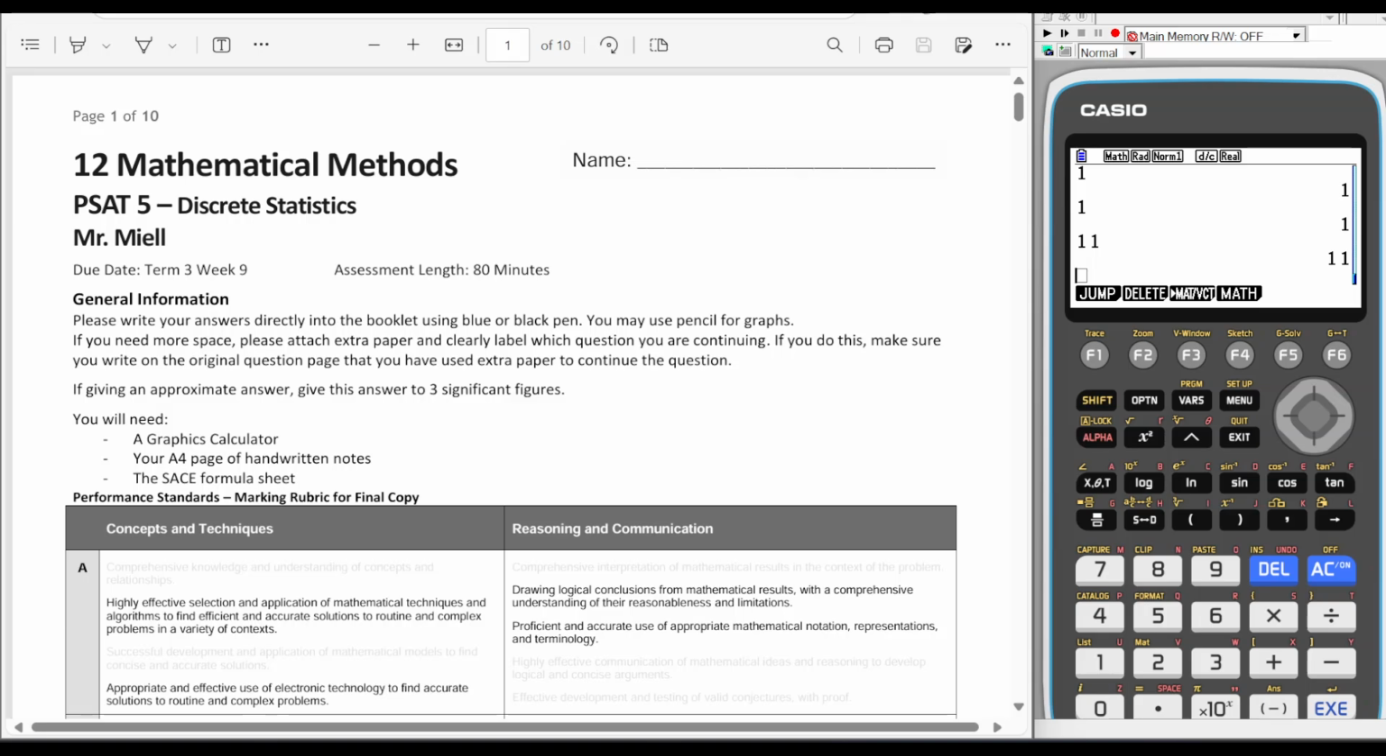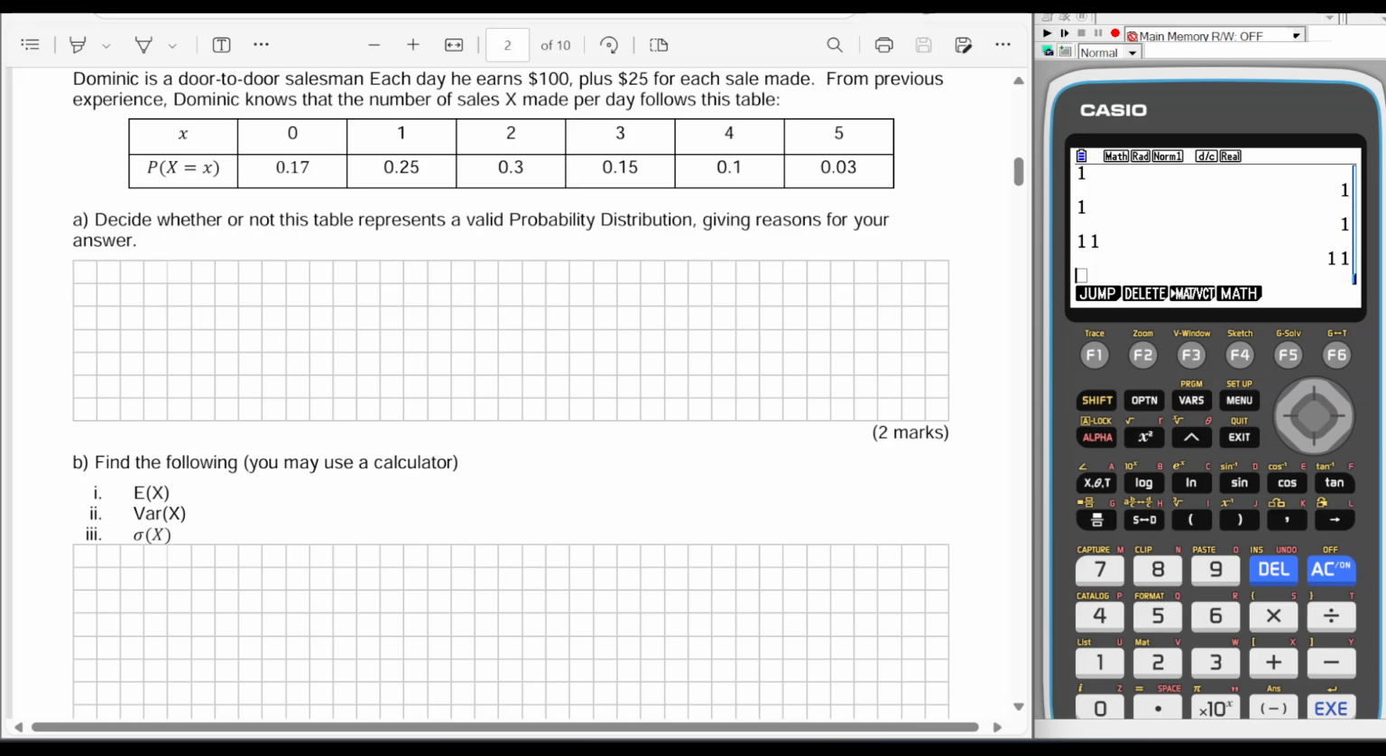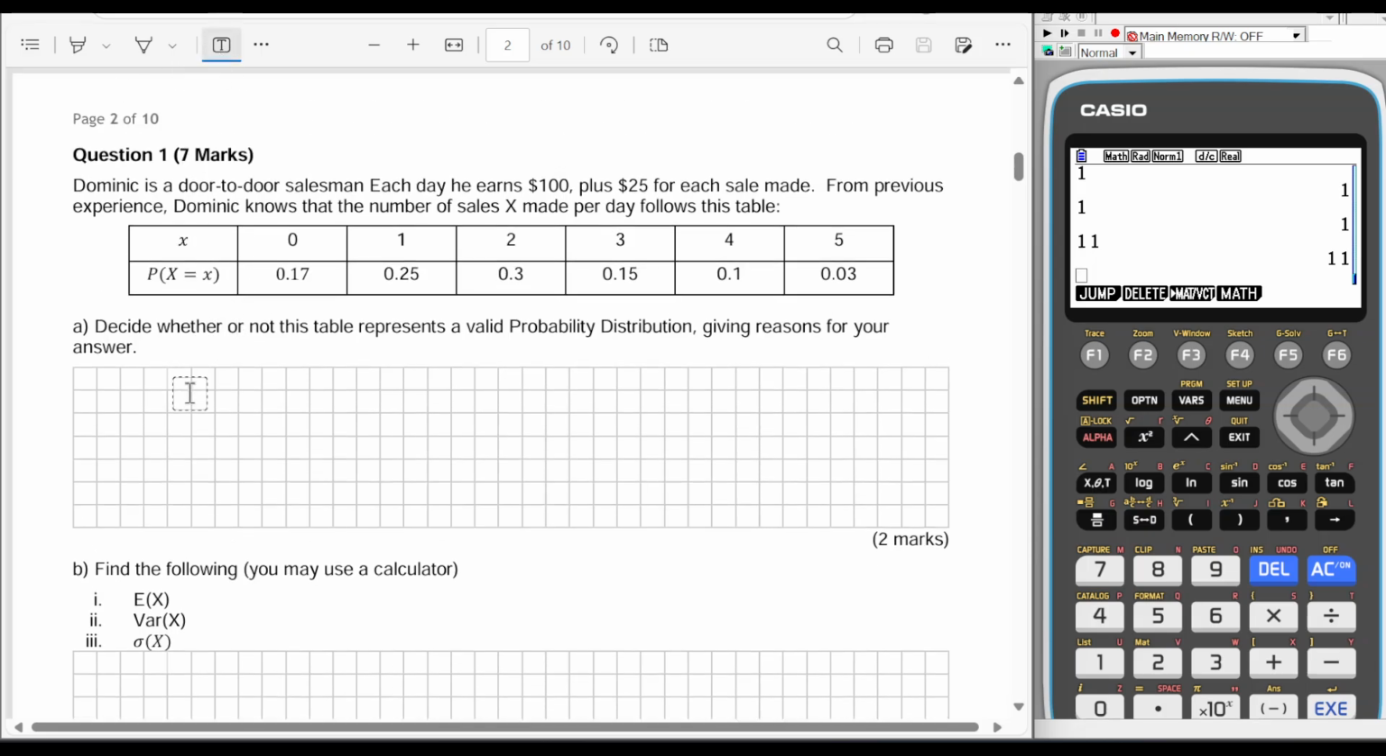Okay, we're going over the practice test for discrete stats. Just be sure you got your formula sheet and your calculator on you. First question, we got to verify whether or not this is a valid probability distribution.